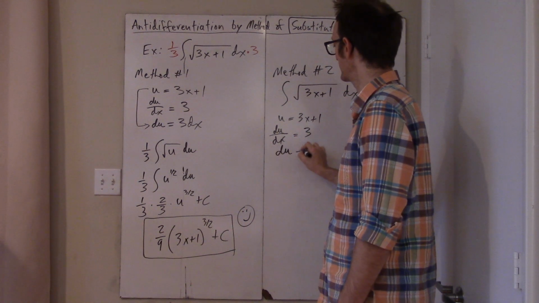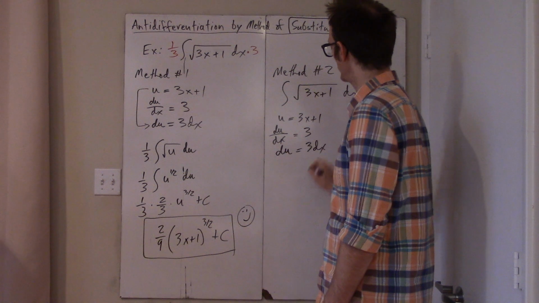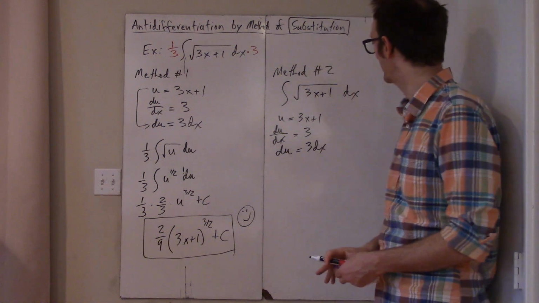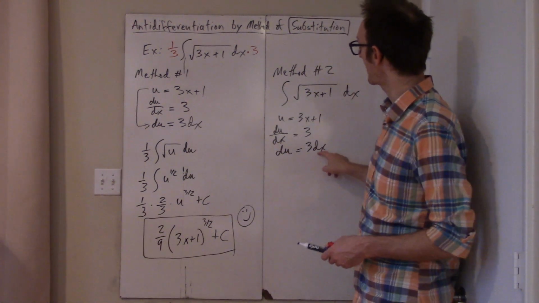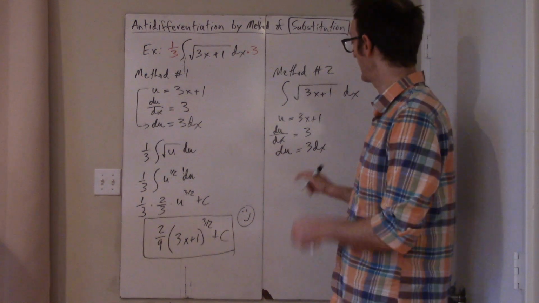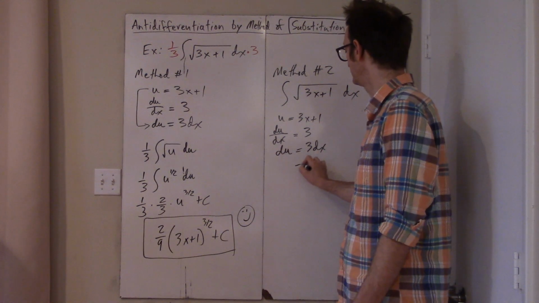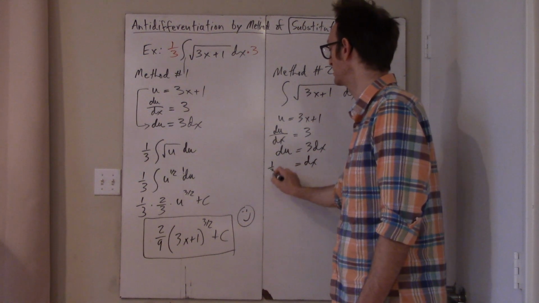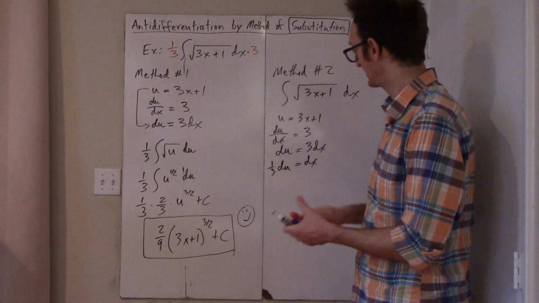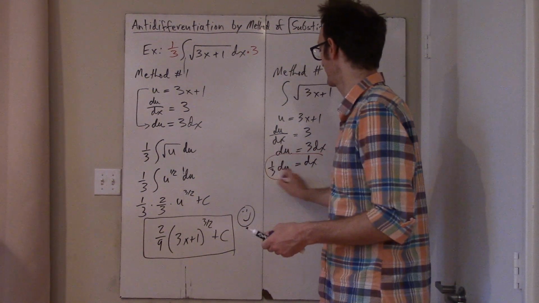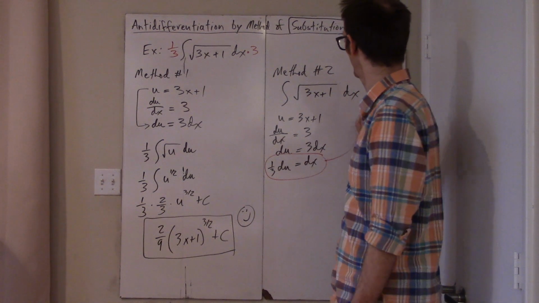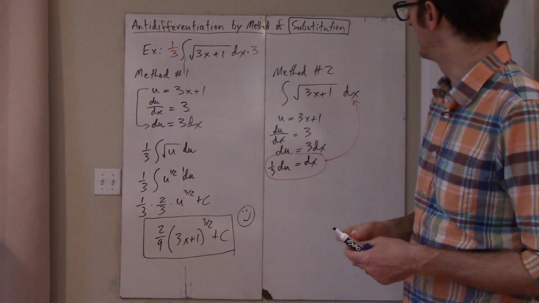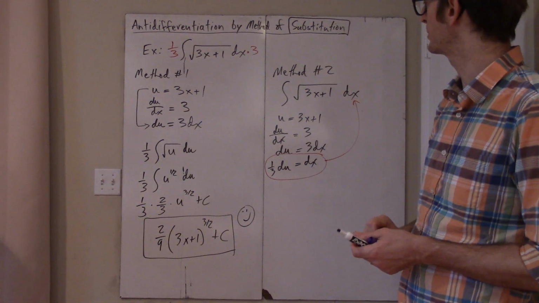You still do this, but now what some people prefer, I don't know, I find it weird, is to explicitly solve for dx. What is dx? dx is just 1/3 du. And I guess that's nice because it means that instead of this undo the damage thing, you can just perform a direct substitution of 1/3 du for dx.